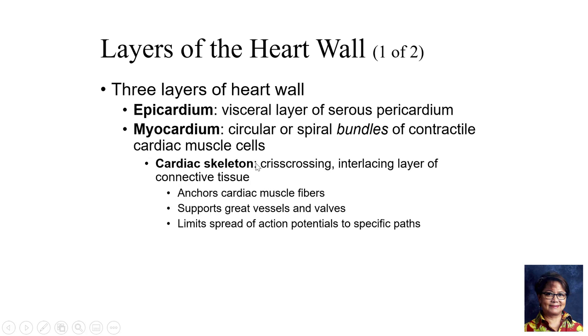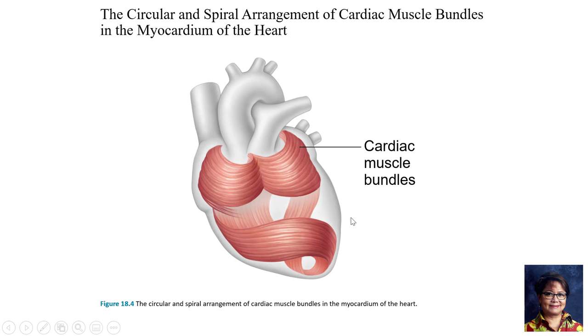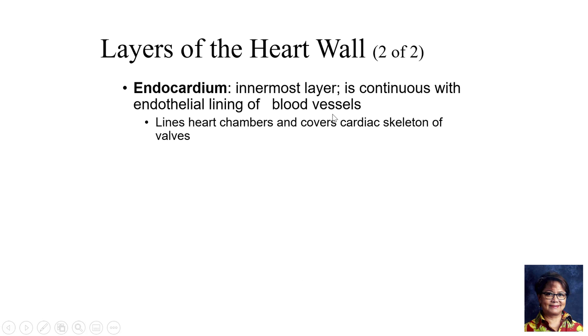The circular or spiral bundles of contractile muscle fiber are actually what make up the myocardium, or the heart muscle itself. You also have the cardiac skeleton, which is really nothing but crisscrossing and interlacing connective tissue over the muscle. It anchors cardiac muscle fibers, supports great vessels and valves, and limits the spread of action potential to specific pathways. This is the interlacing muscle fibers. That's a little bit of an explanation of what that is all about.